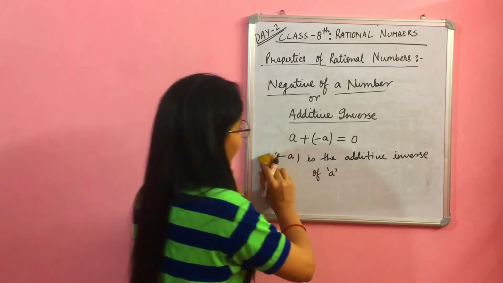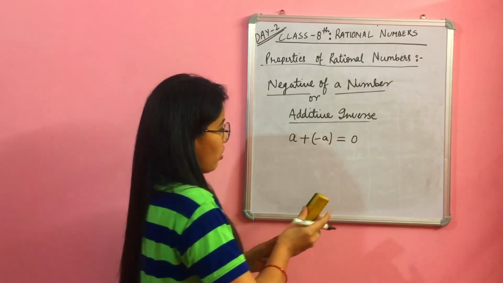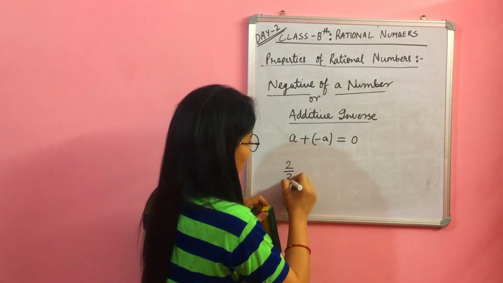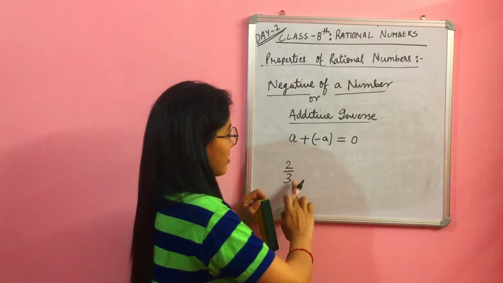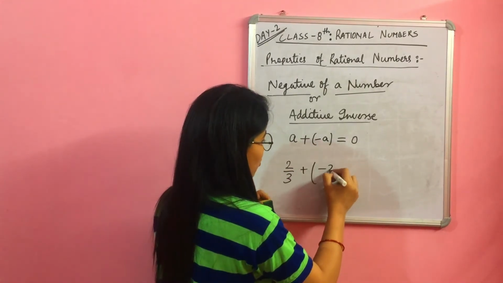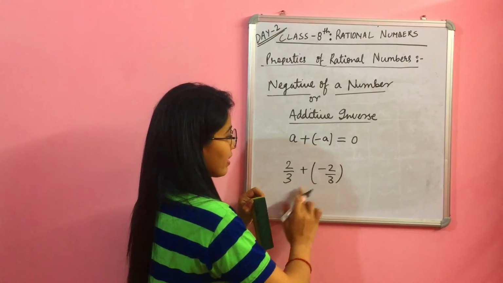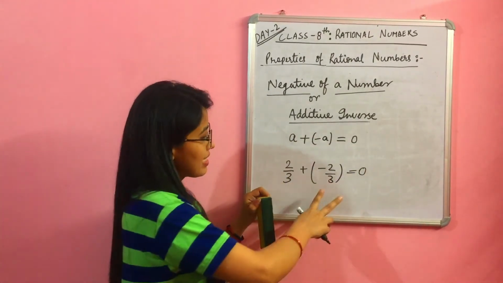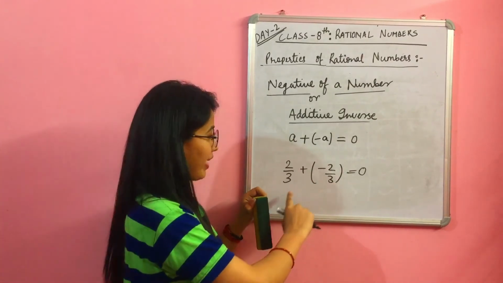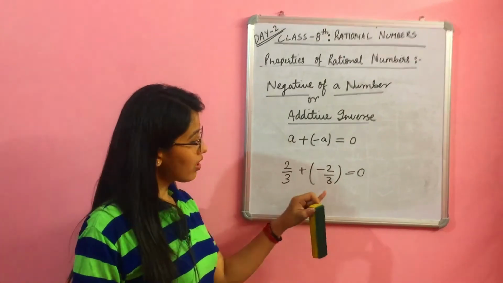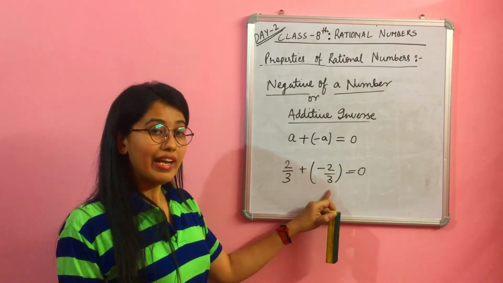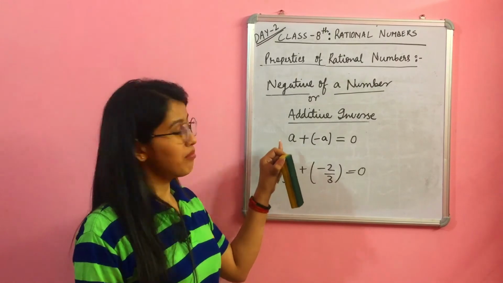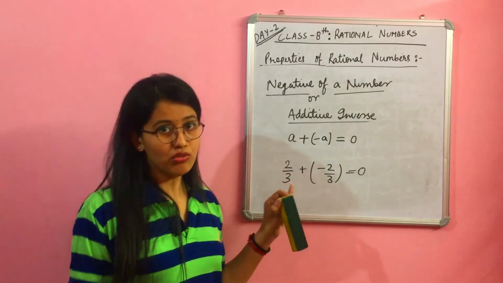Okay, we can check for the sets also. Suppose let us say I have a rational number 2 upon 3. Its negative will be minus 2 upon 3. When you add these two rational numbers, it will definitely give you 0. So we can say that minus 2 upon 3 is the negative of 2 upon 3, or minus 2 upon 3 is the additive inverse of 2 upon 3. Okay, so I hope this point is clear to all of you.